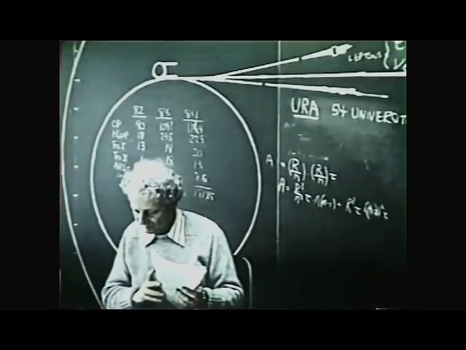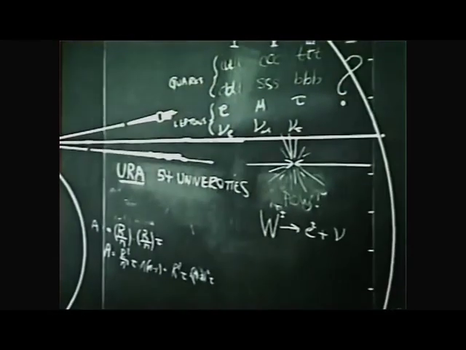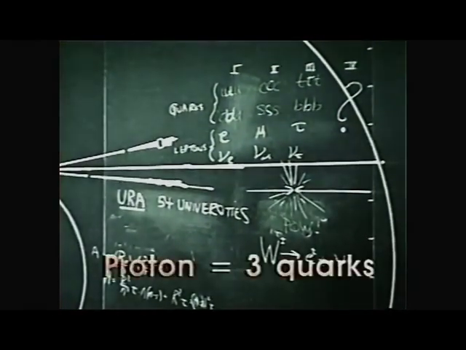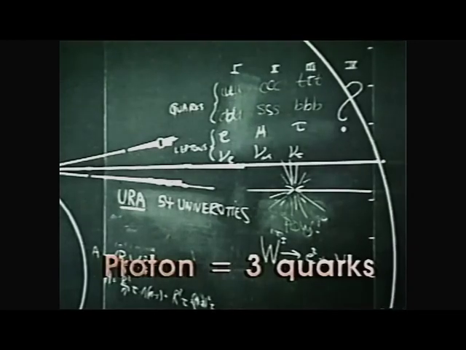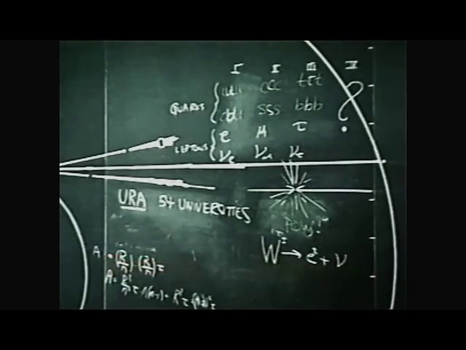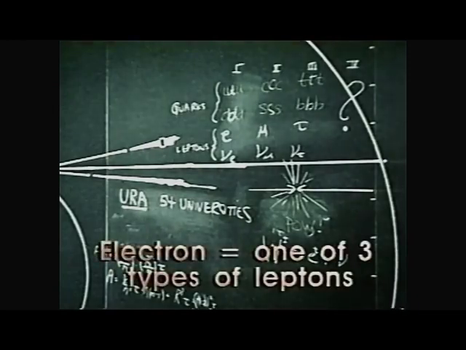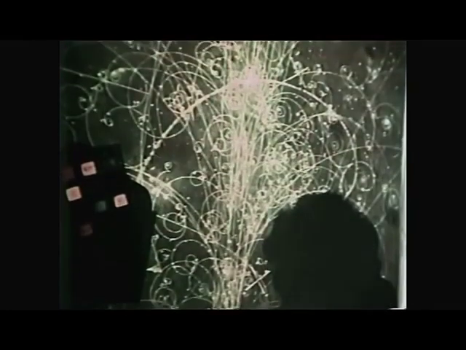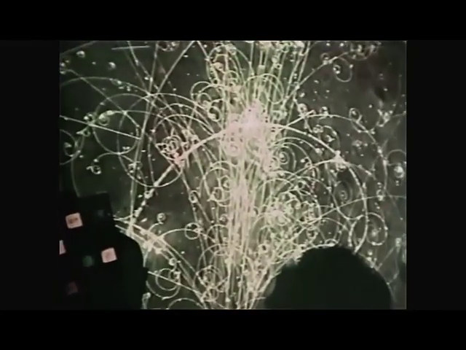The quark theory of modern physics goes further than that. In this theory, protons and neutrons are made of smaller particles called quarks. The electron is still a fundamental particle, one of three types of leptons. Hundreds of subatomic particles are also presumed to exist.